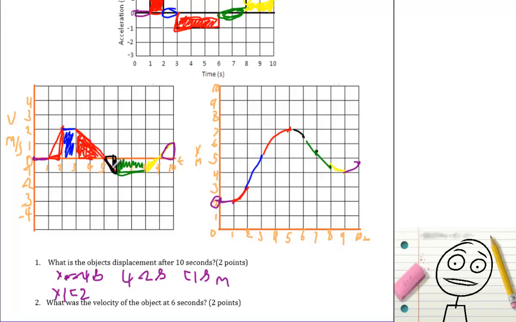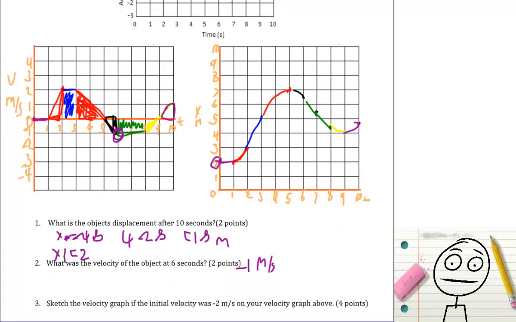What was the velocity of the object at 6 seconds? I want to know a velocity at a time. I'm going to come to a velocity time graph. At 6 seconds, it was negative 1 meter per second. It was moving towards the origin. I could get that right off my position time graph too if I come over to 6 seconds. I've just started this slope of negative 1.